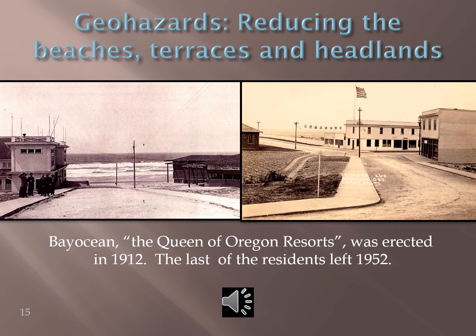Tillamook Spit was the site of the city of Bay Ocean, the queen of Oregon resorts, and was an early planned community on the coast with streets, houses, a natatorium, hotel, grocery, and a bowling alley that were erected in the 19-teens. Erosion caused by storm waves cut 3 gaps into the peninsula, dashing hopes for the planned community envisioned. The last resident left in 1952.